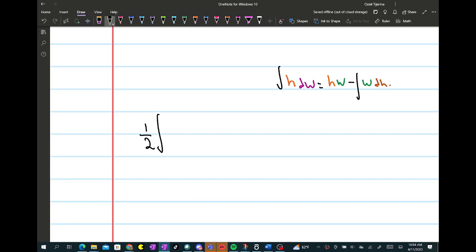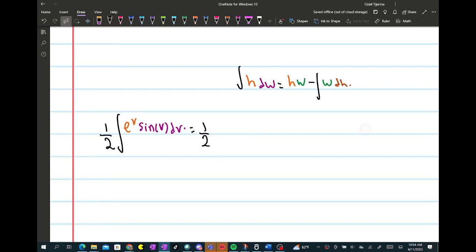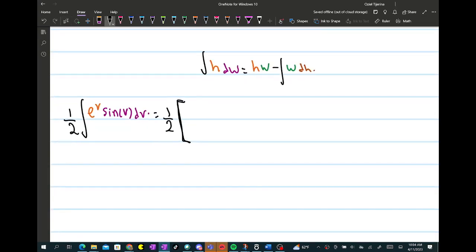E to the v, and then sine of v, and then dv, basically. This is supposed to be a v, so sine of v dv. And we're going to multiply this whole thing by 1/2, right? So we're going to say it's u dv.